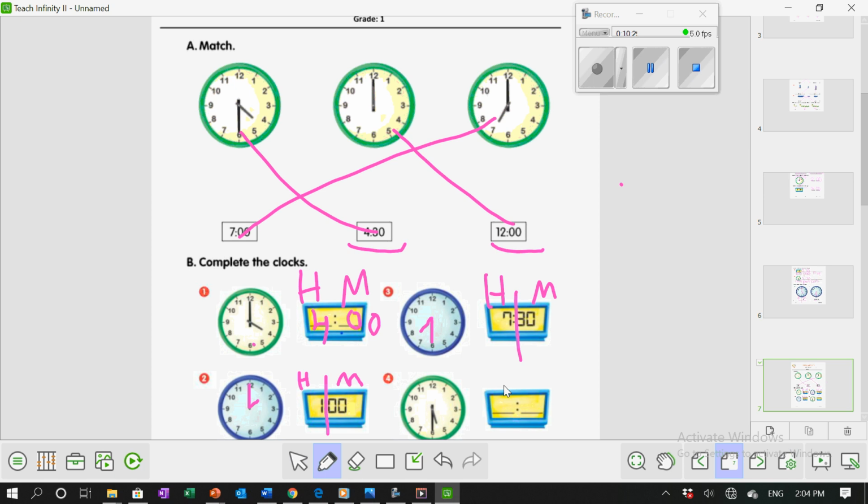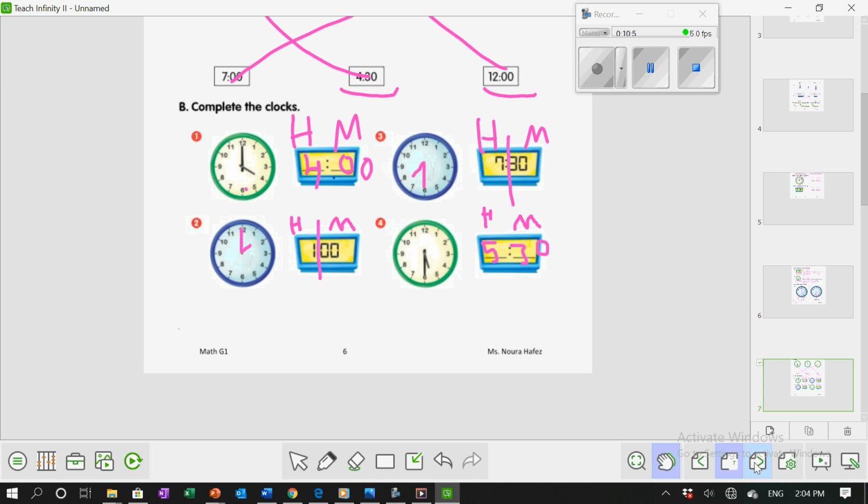Here is H and M. How many minutes? Perfect, 30. And how many hours? Excellent, between 5 and 6, so it's still 5. Perfect. Let's see the next.